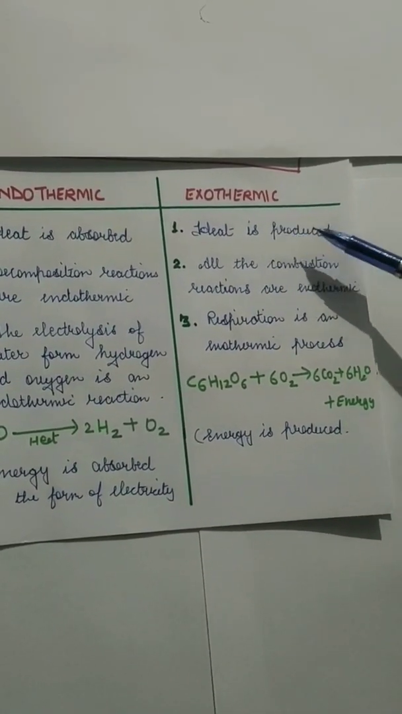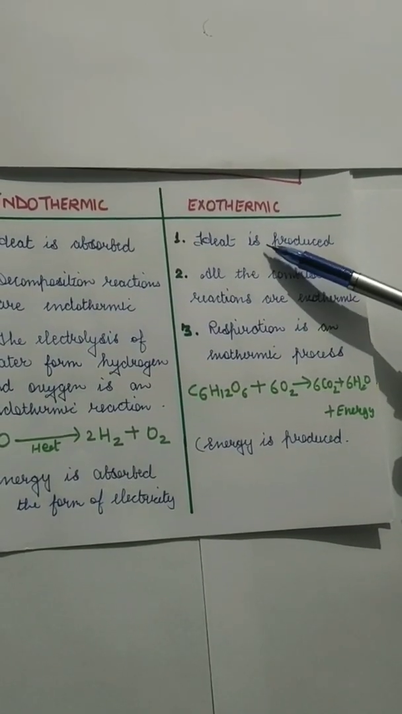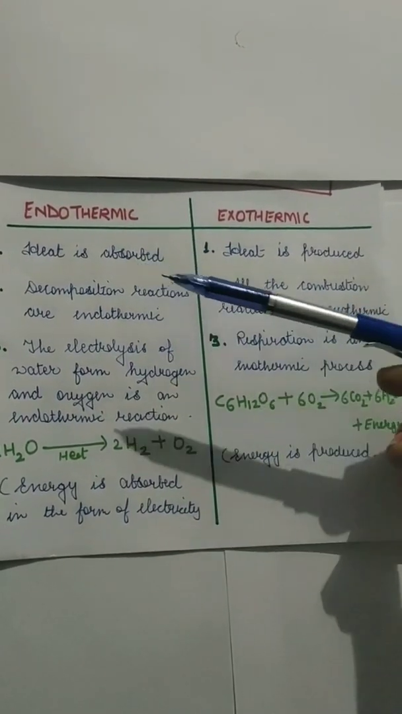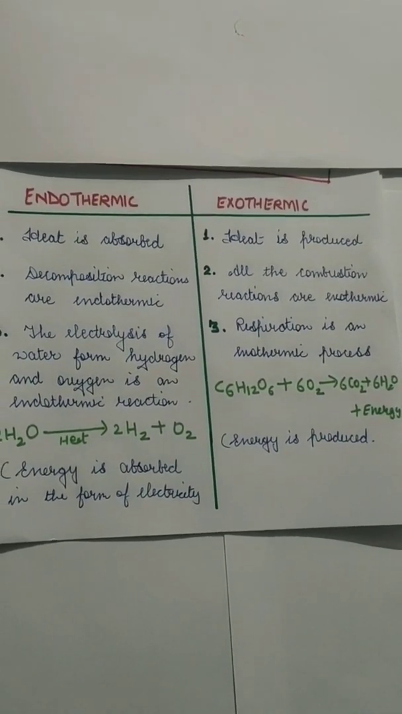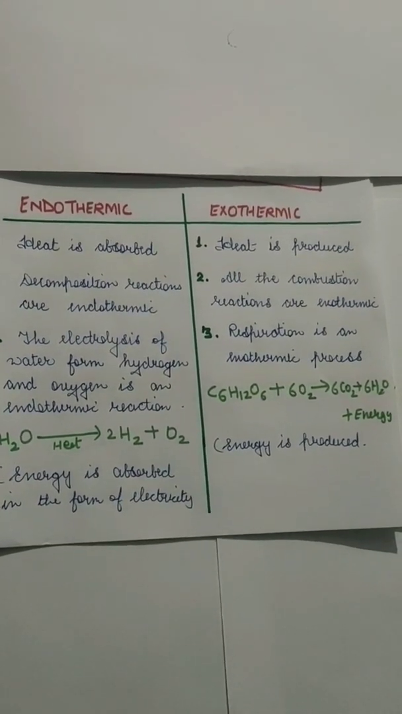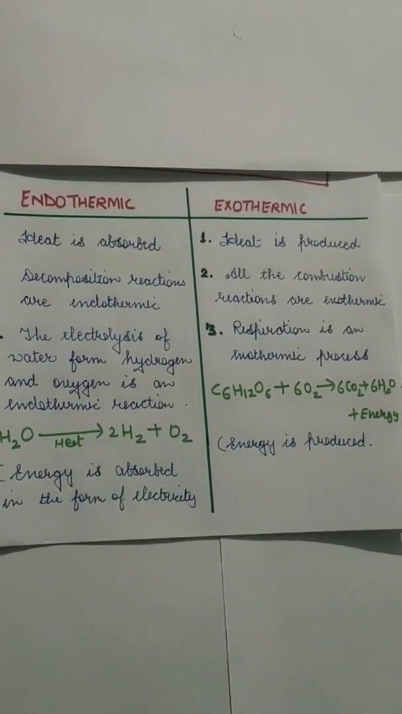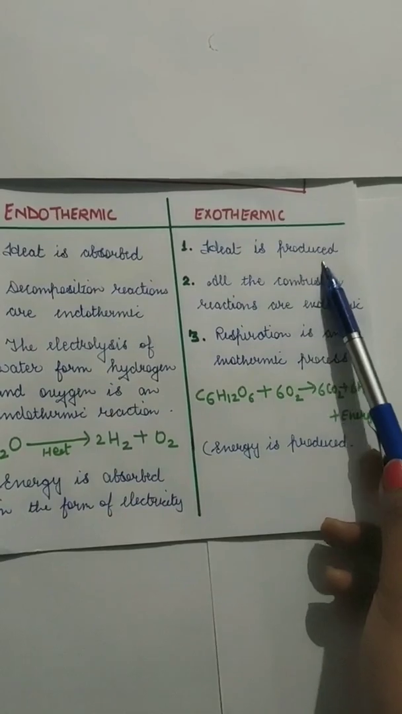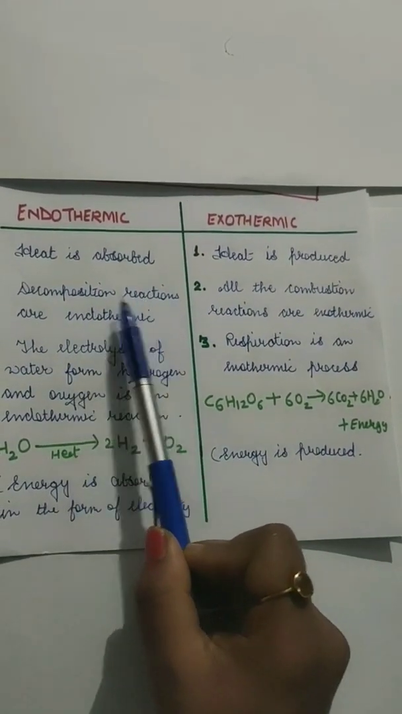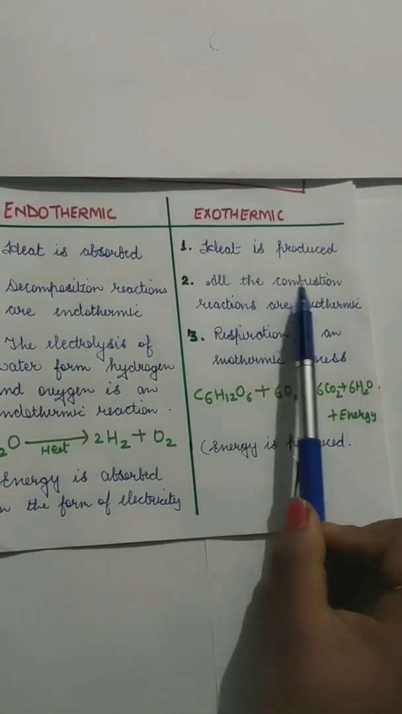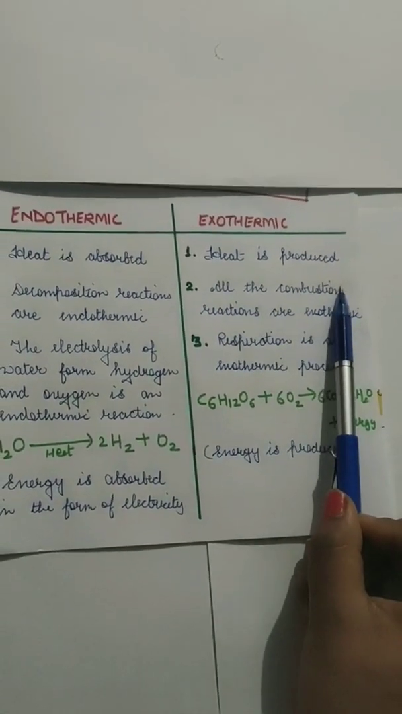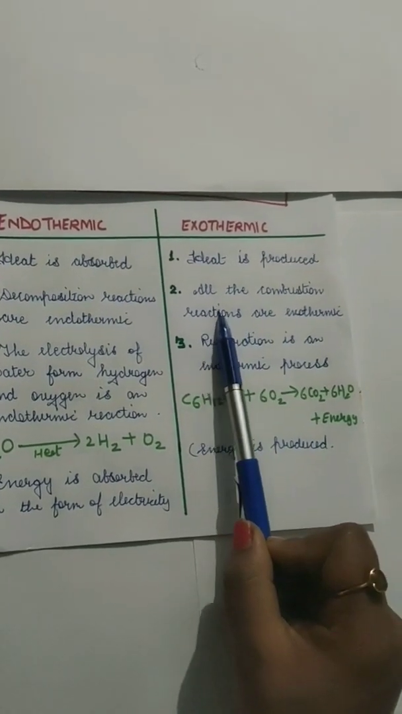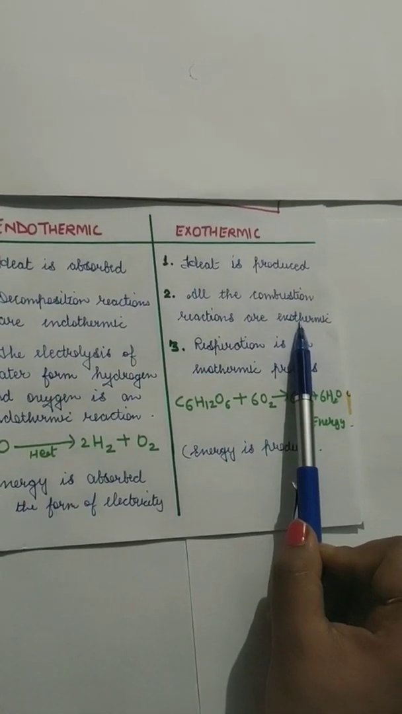For example, all the combination reactions are called exothermic reactions, and all the decomposition reactions are endothermic reactions because they need some sort of heat or light or electric current. That means they need energy to undergo the reaction. That means it is endothermic, heat is absorbed, and in exothermic, heat is produced or evolved. Decomposition reactions are endothermic reactions, and all combustion, when we burn anything, means we burn carbon in the presence of oxygen or we burn any other thing, it is called an exothermic reaction because heat is produced in it.